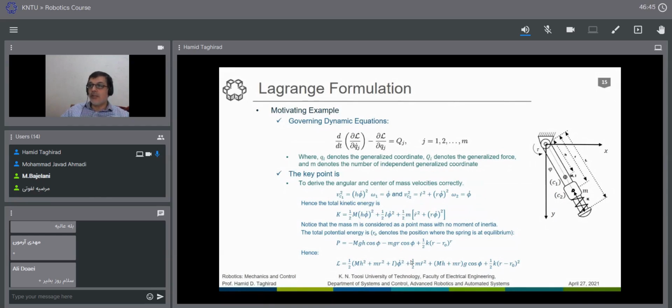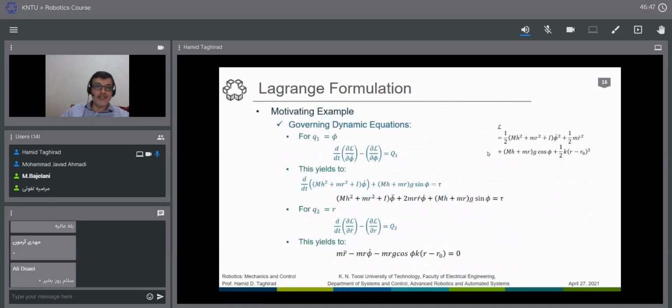I just copy that here for your reference to have the notation here. If L has the same four parts, then we should find the derivatives one by one, considering first Q1 as equal to Q. So we need to find the derivative with respect to phi dot, and then the derivative with respect to phi with a minus sign, and then Q1. And everything is defined before.